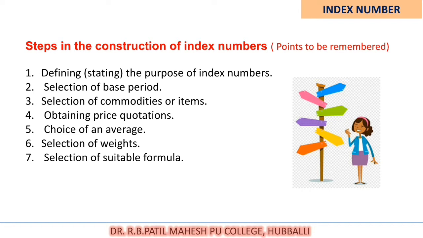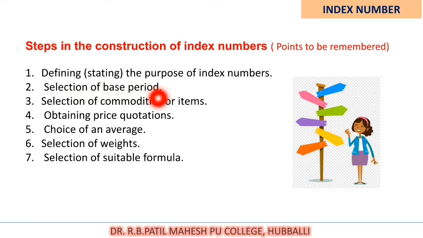So before constructing the index number, we have to follow these steps. These steps are very important, and in brief I will explain them one by one. The first step is defining the purpose of the index number, because purpose is very important. Before constructing the index number, you have to decide the purpose, whether you are finding the wholesale price index number, retail price index number, or the consumer price index number. After deciding the purpose, the second step is selection of base period.